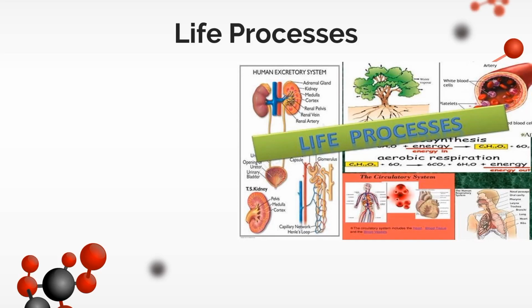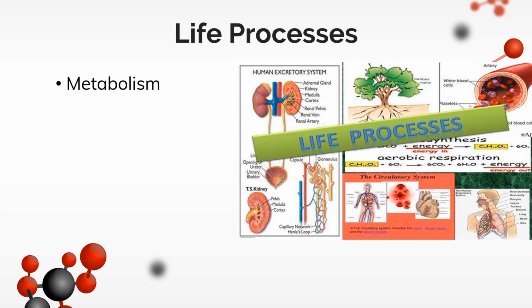What are the life processes? All living organisms have certain characteristics that set them apart from non-living things, and these characteristics are called life processes. There are six important life processes of living organisms.